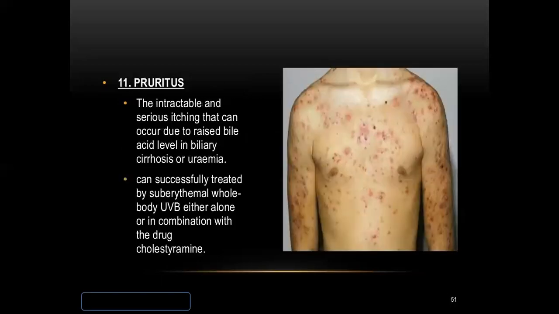Eleventh is the pruritus, the intractable and serious itching that can occur due to raised bile acid level in biliary cirrhosis or uremia. It can be successfully treated by suberythemal whole body UVB either alone or in combination with the drug cholestyramine.